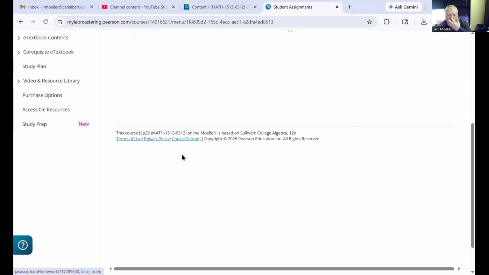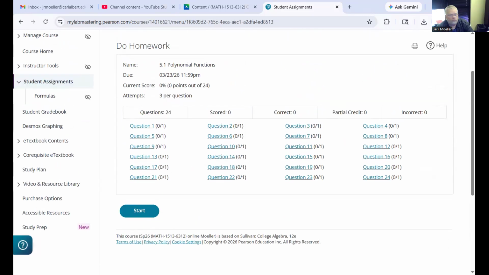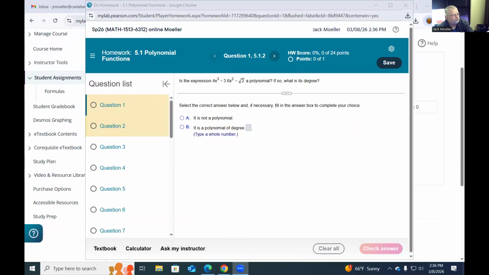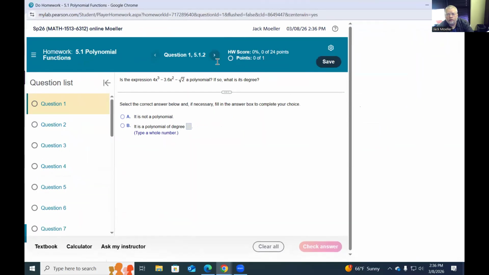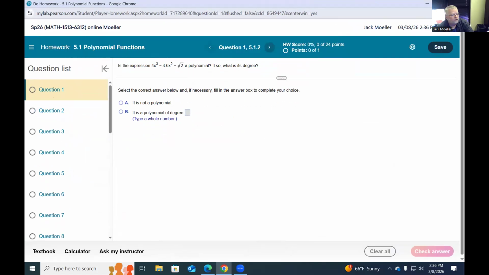All right, so this is 5.1. So not only does it have a lot of questions, but like I said, there's a lot of stuff going on in 5.1. All right, so it starts off by, oh, sorry, it didn't share properly. All right, so question number one, is this a polynomial? And if so, what's the degree?